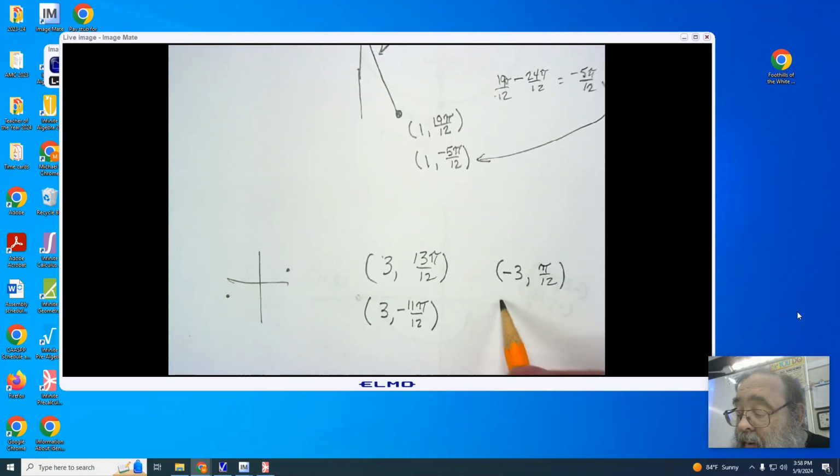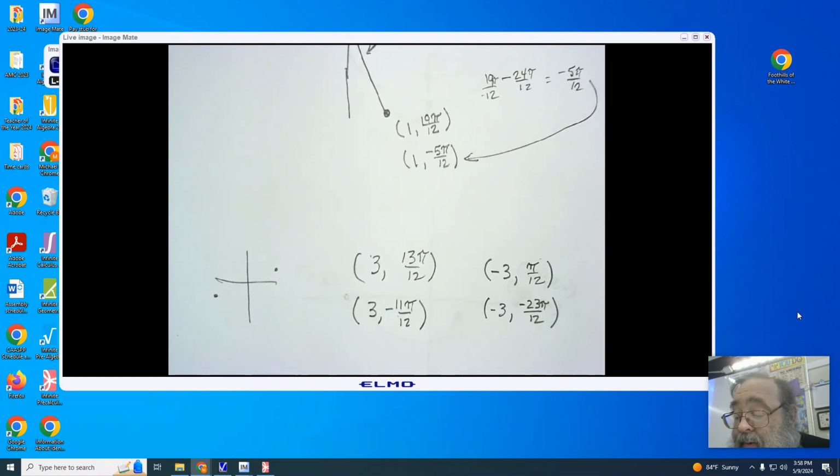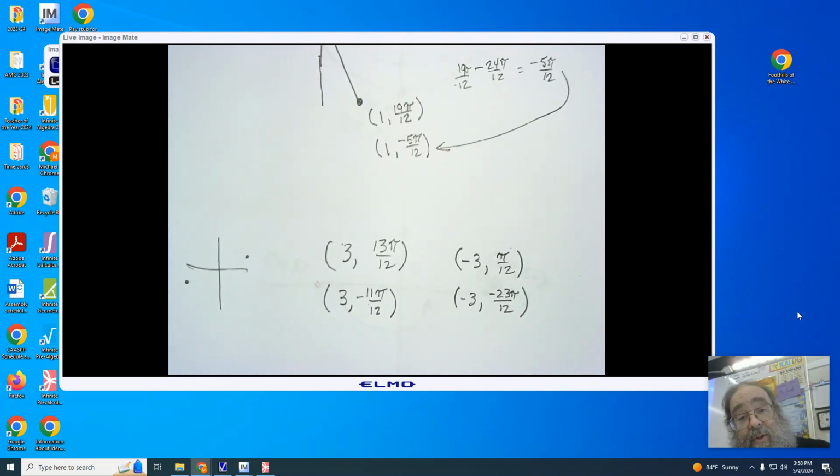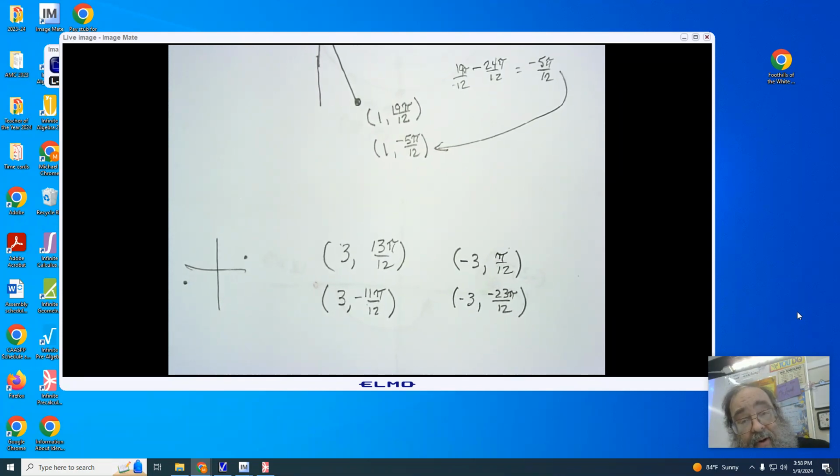Then I'm going to do negative 3, and I'm going to use negative 23 pi over 12. See how these add up to 24? These opposites add up to 24 for their absolute values. And that's my goal. Find the 4 representations of our polar coordinate that is given. And that's what we're trying to do.